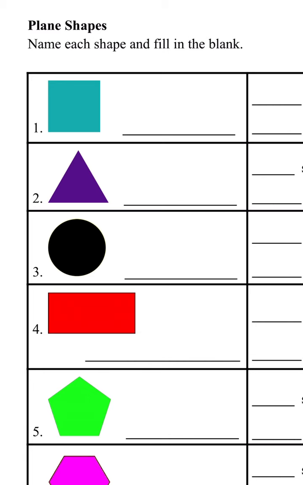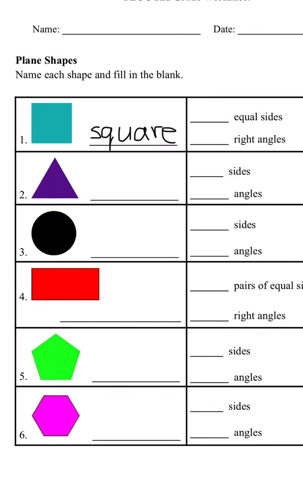So we write square, S-Q-U-A-R-E. And we have to find out how many equal sides it has. So we're going to count the sides. 1, 2, 3, and 4. 4 equal sides because it's a square.